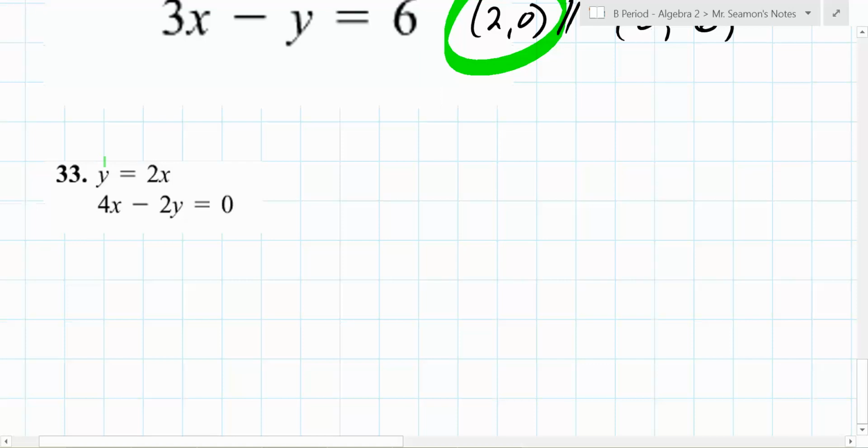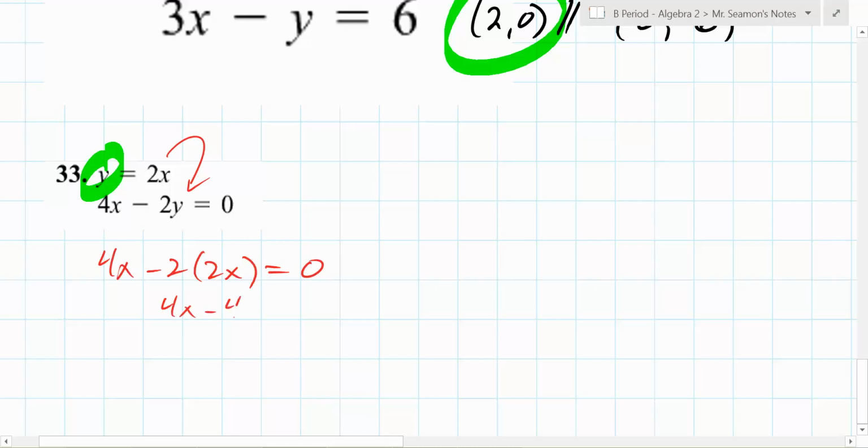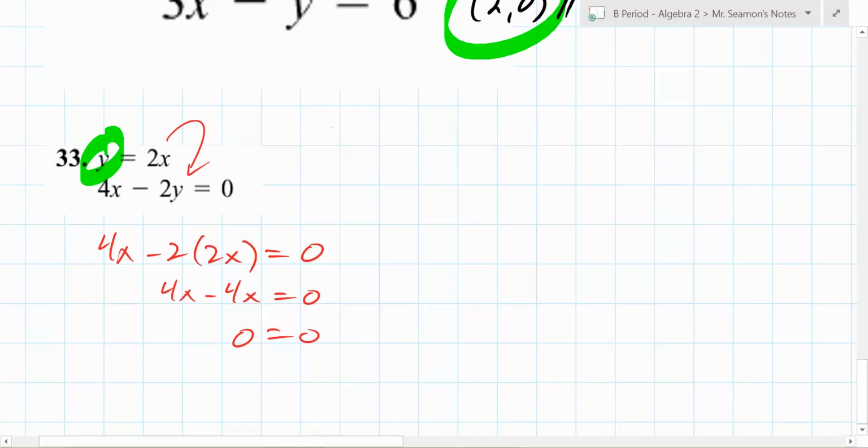So for substitution, what's nice about this? It's already isolated. Exactly. So 4x minus 2 times what? Equals 0. So that means that 4x minus 4x equals 0. 0 equals 0. What does that mean about this? It's the same line. It's just the same line written 2 different ways.